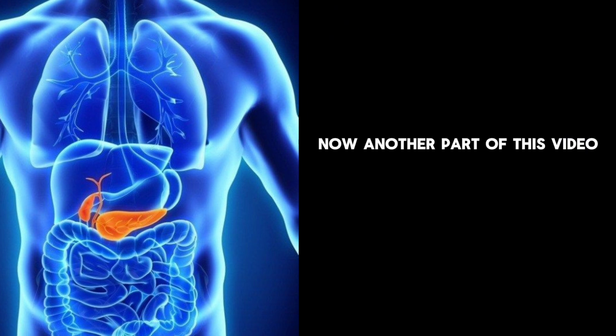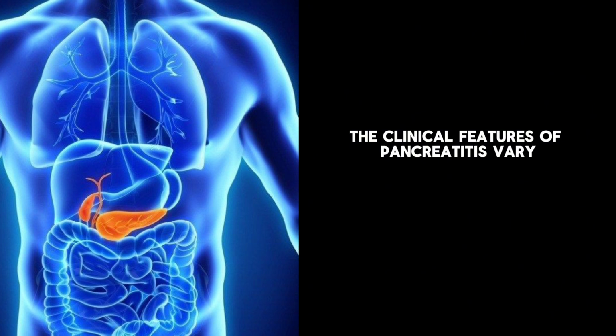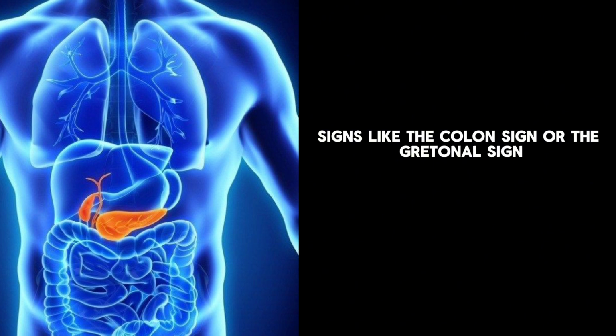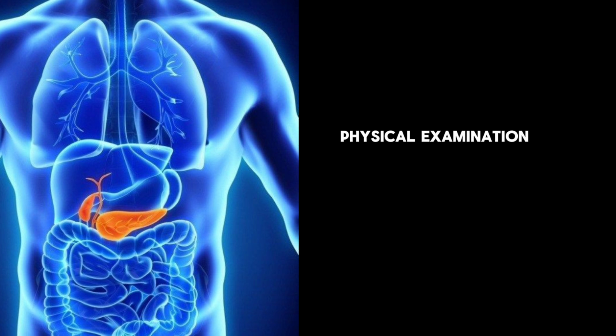Now, another part of this video which is very important is the clinical presentation. The clinical features of pancreatitis vary by type and severity. The hallmark symptom is epigastric abdominal pain, often radiating to the back, described as severe, constant, and worse after eating. Patients may present with nausea, vomiting, fever, and tachycardia. In severe cases, signs like the Cullen sign or the Grey Turner sign may indicate retroperitoneal hemorrhage. Physical examination may reveal abdominal tenderness and distension.